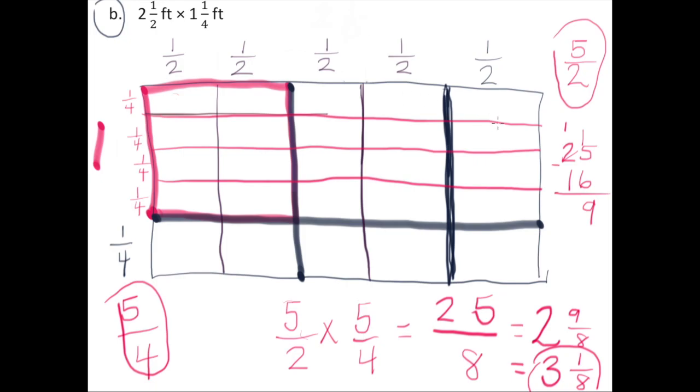So here is why improper fractions work. Here is why we can take this mixed number and turn it into an improper fraction. And once we have our mixed numbers in improper fraction form, it's just very straightforward multiplication. Isn't that just mind-blowing? I love that. Math is beautiful.